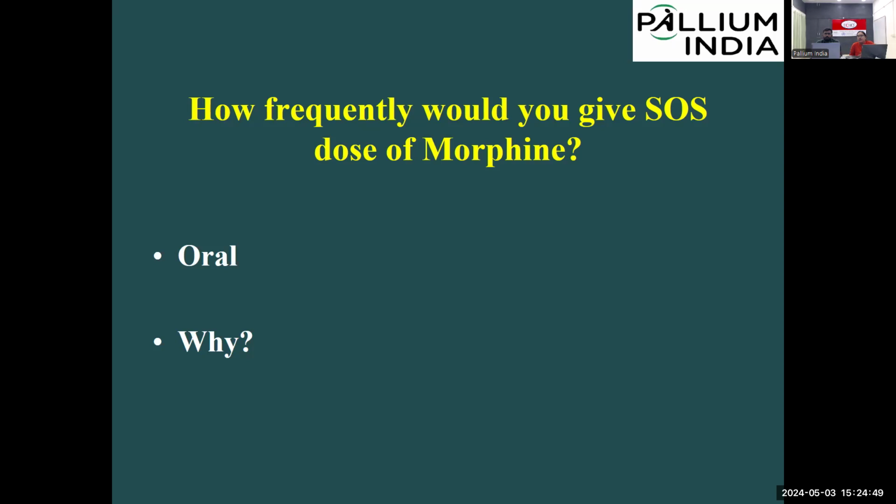So we ask the patient, if you have pain, you take morphine. Suppose you have taken morphine at 7 a.m., we'll ask them to wait for at least 1 hour, till 8 a.m. And if the pain still persists, and if there are no side effects, then you can take another SOS dose. So a minimum of 1 hour gap is advised between two SOS doses of morphine.